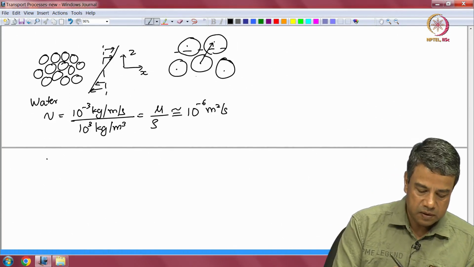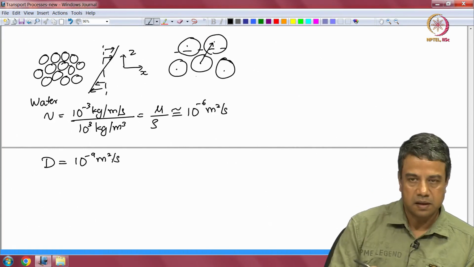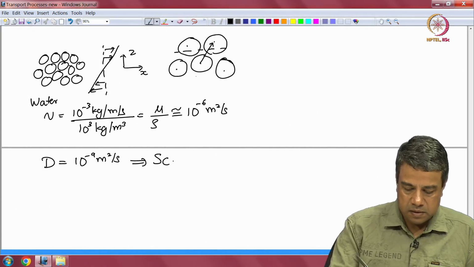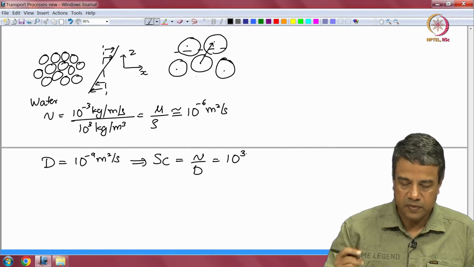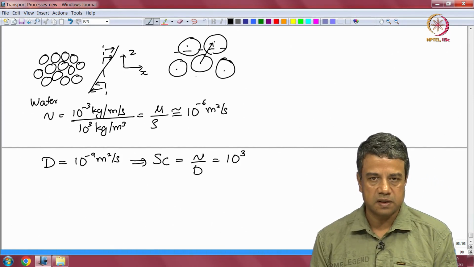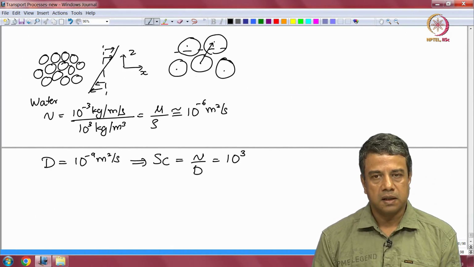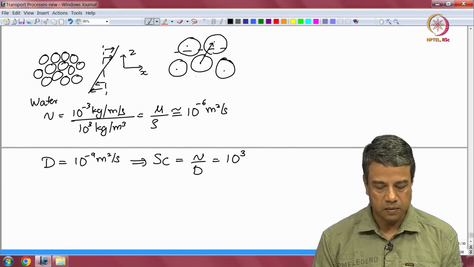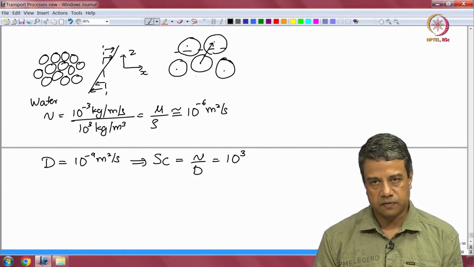Recall we had said for small molecules the diffusion coefficient is 10 power minus 9 meter square per second in liquids, which implies that the Schmidt number, nu by D, is equal to 10 power 3. Because momentum diffusion is much faster than mass diffusion, the Schmidt number, the ratio of diffusivities, is large, and therefore we consider momentum diffusion in a liquid a relatively fast process compared to mass diffusion.